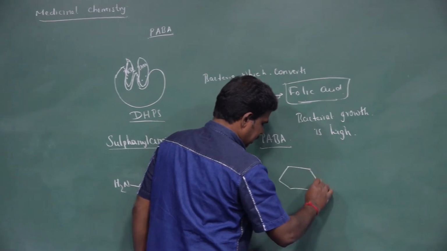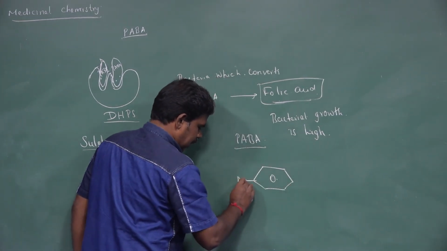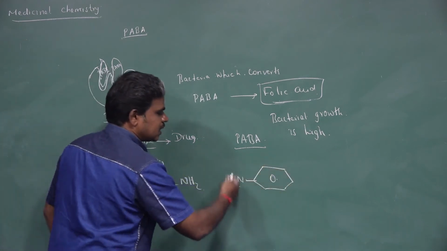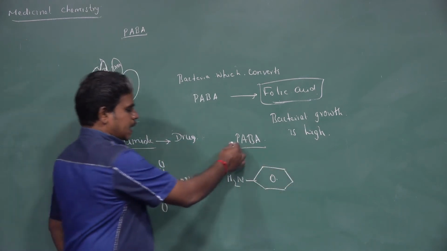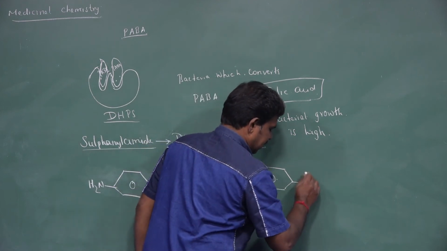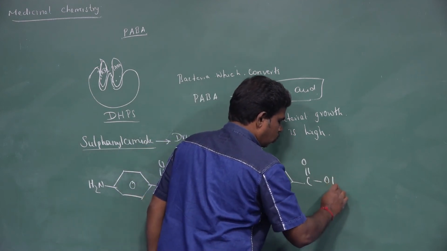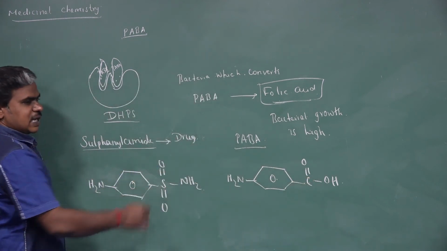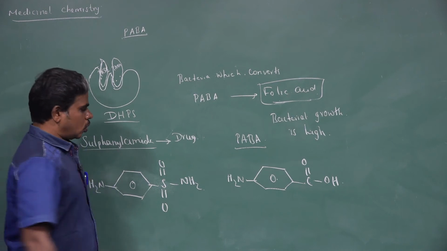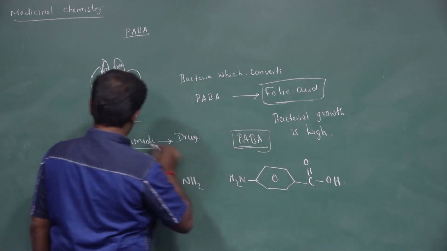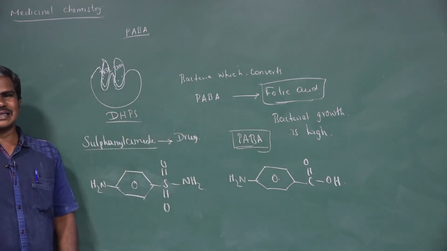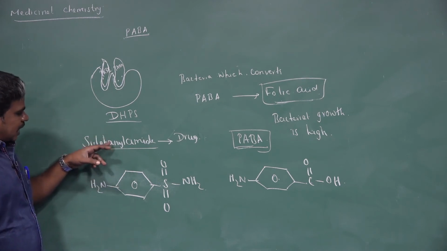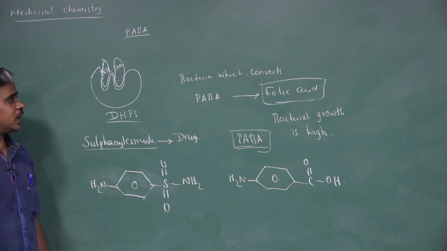So here the benzene, and here NH2. Both are similar structures, correct? Now para-amino benzoic acid has C double bond O, OH, and instead of C, here it is S and NH2. So PABA and sulfonylamide have a similar structure. Now, if you are using the drug as a sulfonylamide, what will happen?